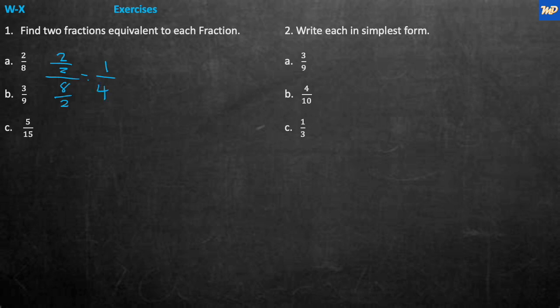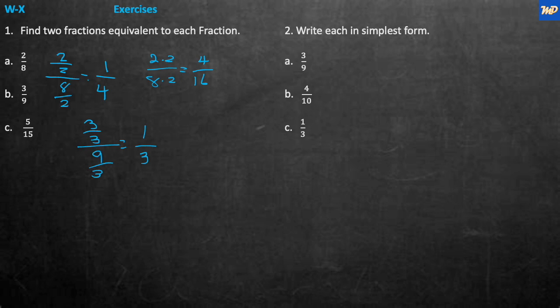So here's one fraction that's equivalent to 2 eighths. The other thing we could have done is 2 times 2 over 8 times 2, and that would have been 4 over 16. These two are equivalent. They're both a quarter. 4/16 is a quarter. 2/8 is a quarter. These are equivalent. The next one, we have 3 over 9. Let's try dividing by 3. 3 divided by 3 over 9 divided by 3 equals 1 over 3, because 9 divided by 3 is 3. So there's the one that I'm doing with a division.